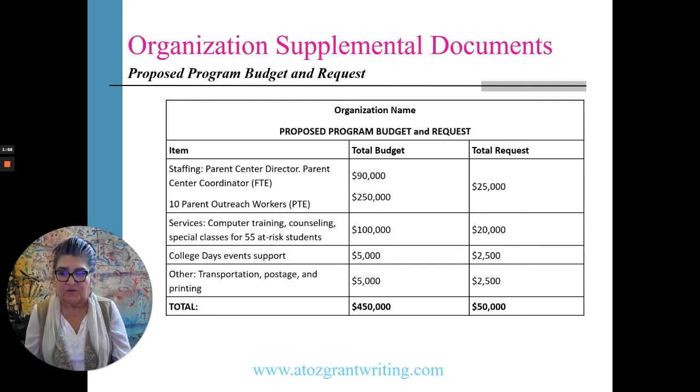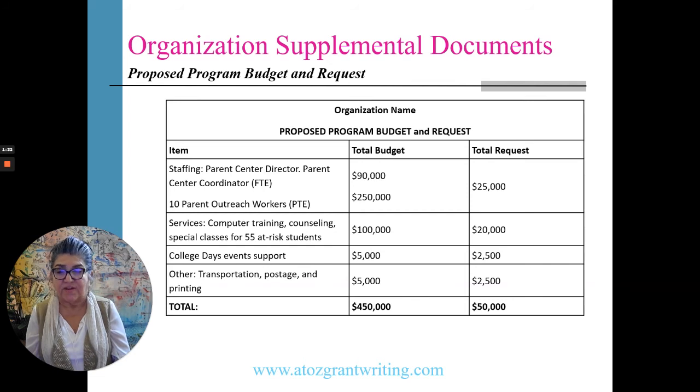We have an item for services, which is computer training, counseling, and special classes for 55 at-risk students. We have $100,000 as a total project budget for that, and we're asking this funding source for $20,000. College day events and transportation, postage, and printing. And once again, you have the total budget, the total request, and then the final total at the bottom.